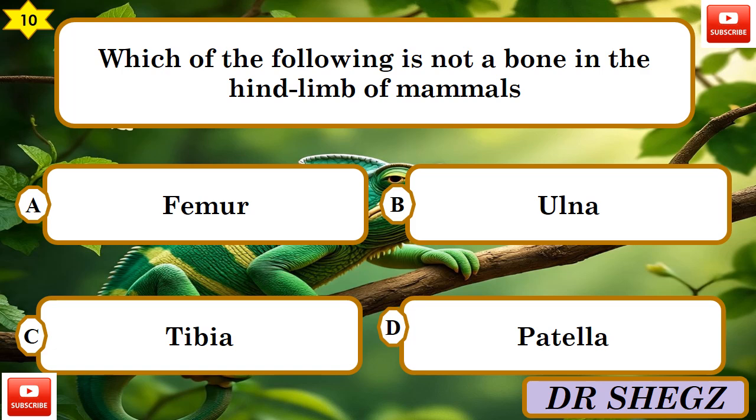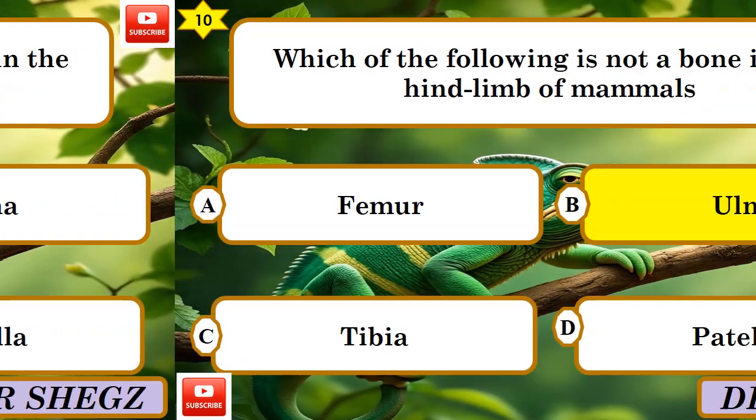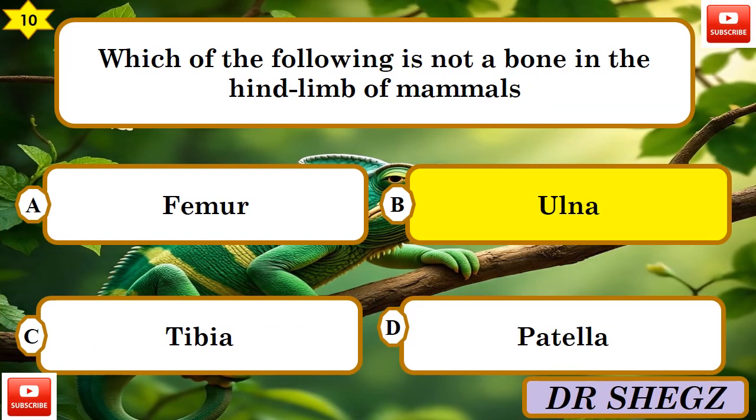Which of the following is not a bone in the hind limb of mammals? The answer is ulna. Remember, the humerus, ulna, and radius are found in the forelimbs of mammals.